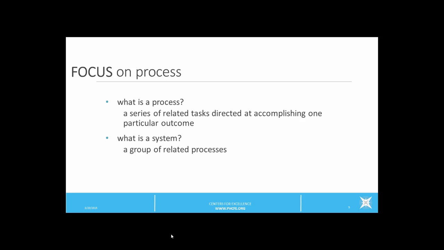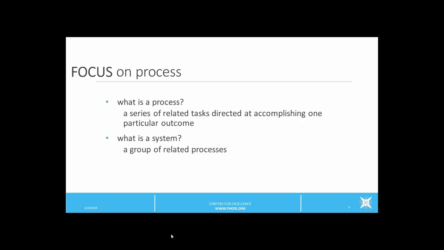Some examples of processes include the steps a barista takes to make a latte, the steps a manager takes to hire a new employee, or steps to documenting vaccination status during school registration. A system is a group of related processes. Examples of systems include selling me my daily latte, which includes the processes of taking my order, brewing my coffee, taking my money, and making change.